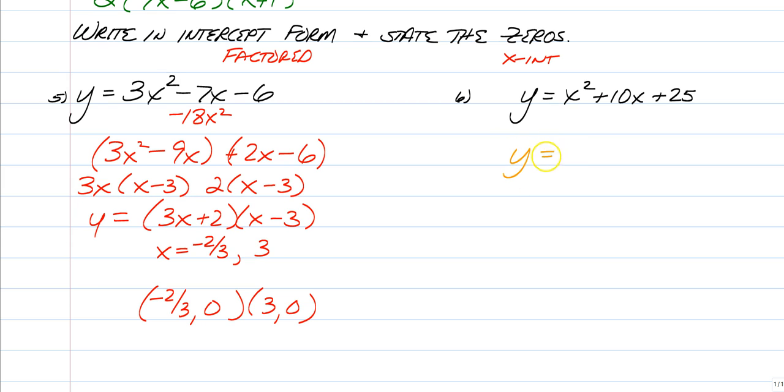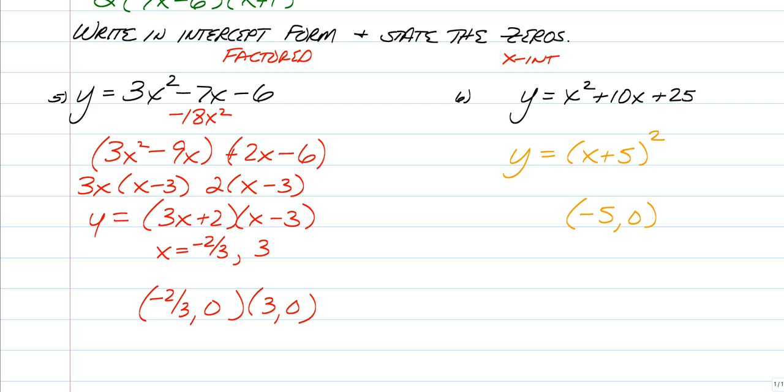So for this one, we would just have y is equal to, you should have x plus 5 and x plus 5. We could also write that as x plus 5 quantity squared, which means x is equal to a negative 5, and we would just have negative 5 comma 0.